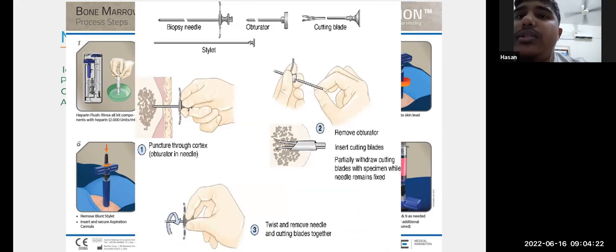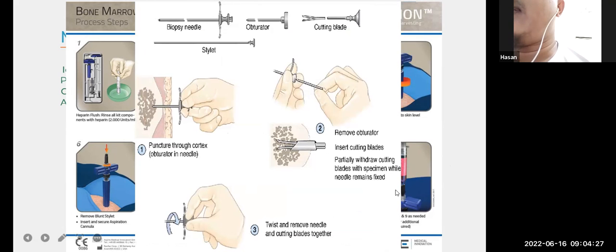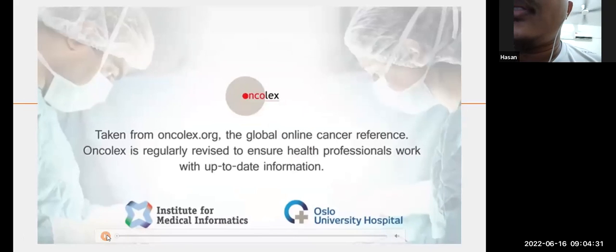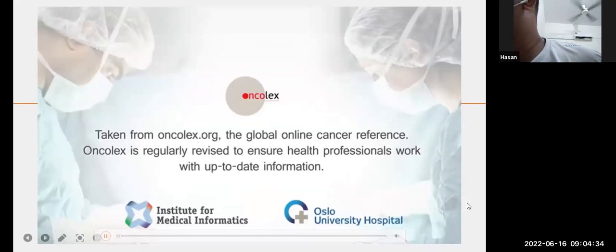Okay, so here you can see, insert the needle. This is a bit more technical. There's a video. I'll show you the video. Hope it doesn't lag.